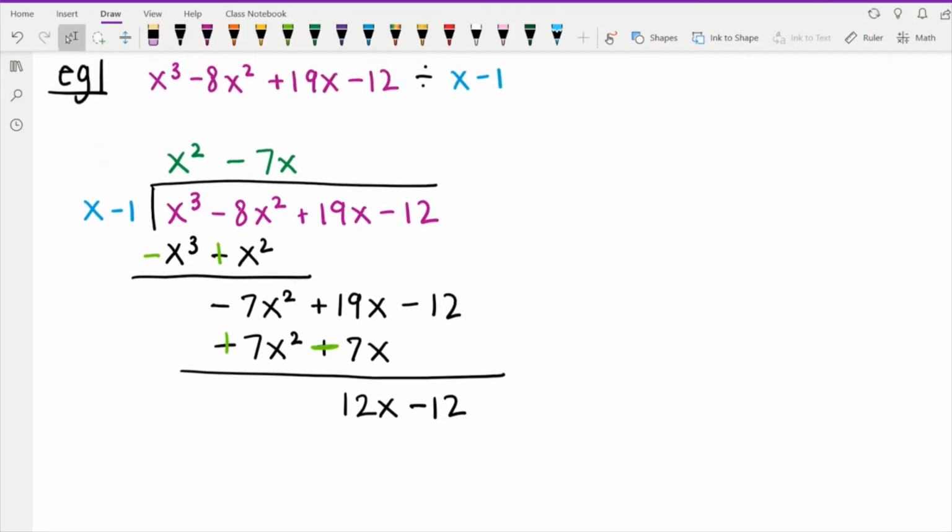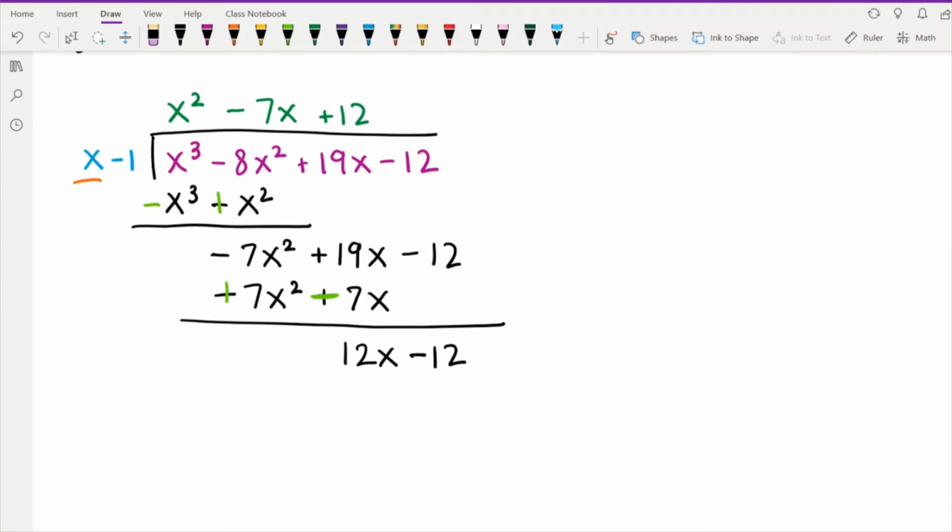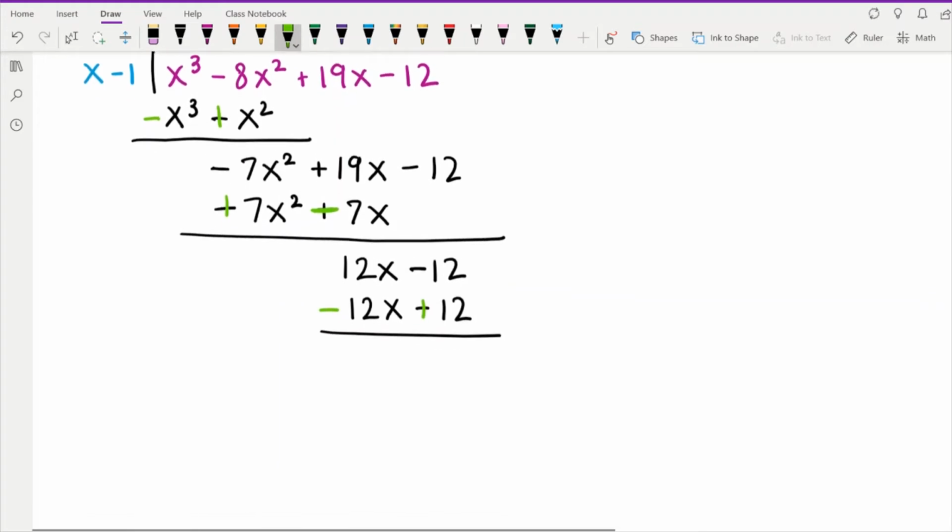And so now we're dividing x into 12x. And so that's going to be 12. And so now we multiply 12 times x minus 1 and write the result below. So that's going to be 12x minus 12. So you might start to see what's going to happen in this case. When we subtract this, actually both terms cancel out. And so we're left with a remainder of 0.